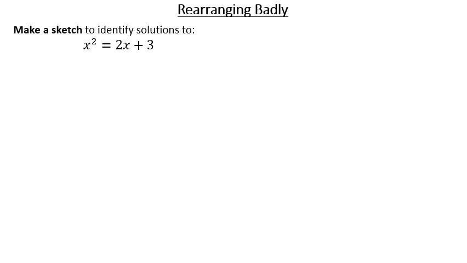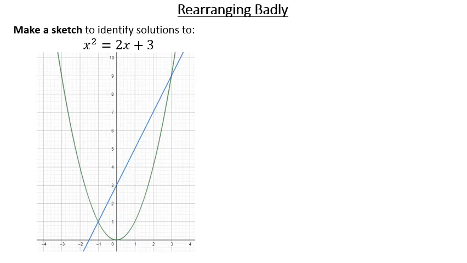Make a sketch to identify solutions to x squared equals 2x plus 3. Chances are, if you've made this sketch, you will have x squared minus 2x minus 3 equals 0 as part of your working out or the way you're thinking about it. There are two different ways to look at this sort of thing though: either thinking of this as a single quadratic graph, or looking at it as a quadratic graph crossing a straight line. Both of those work just as well.